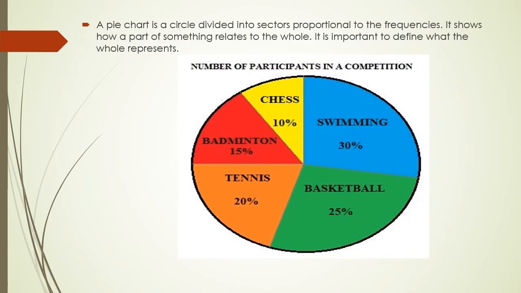A pie chart is a circle divided into sectors proportional to the frequencies. It shows how a part of something relates to the whole. It is important to define what the whole represents. In this pie chart, it represents the number of participants in a competition, wherein 30% are swimming, 25% are basketball, 20% are tennis, 15% are badminton, and chess is 10%. As a whole, we have a totality of 100%.